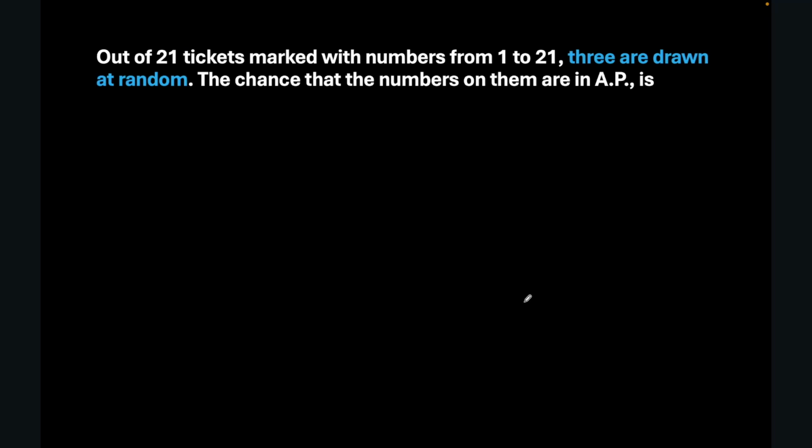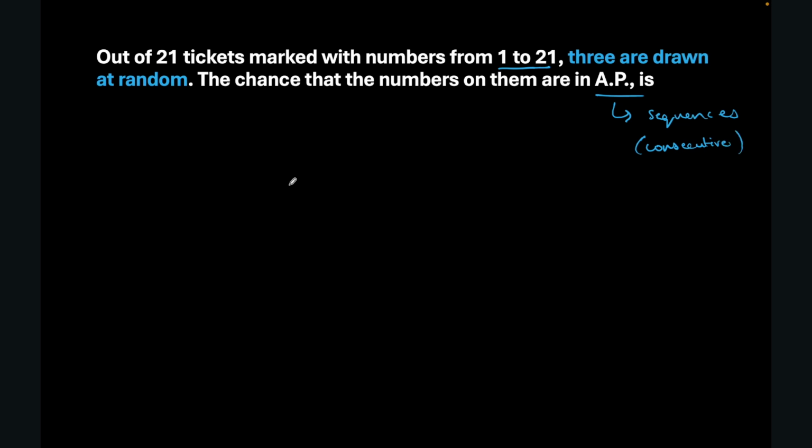Alright, so final question for today. I want you to give this question a shot. Again, it's a little tricky, but if you are confident with your permutations and combinations, how to work with that, I think this should be something you can figure out. Okay, so we're told that out of the 27 tickets marked with numbers from 1 to 21, 3 are drawn at random. The chance that the numbers are in an arithmetic progression, or a sequence, right? Three consecutive numbers. It's as simple as that.